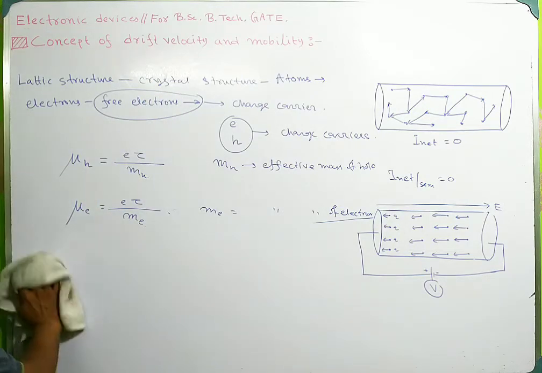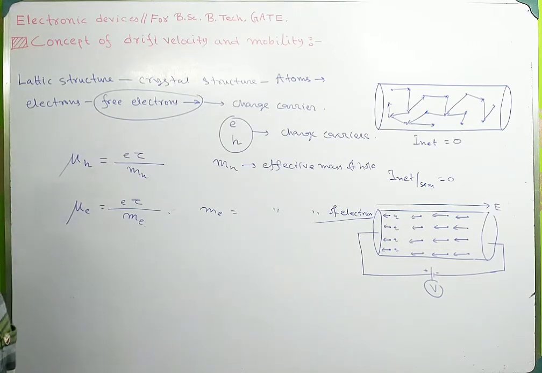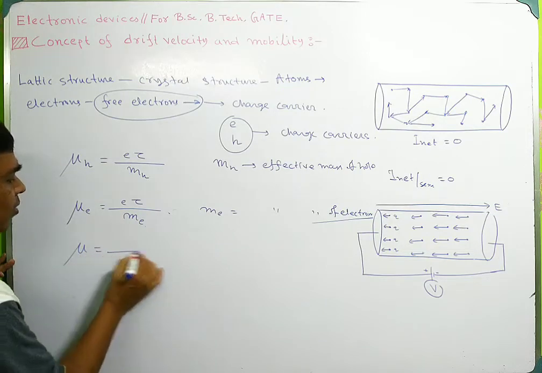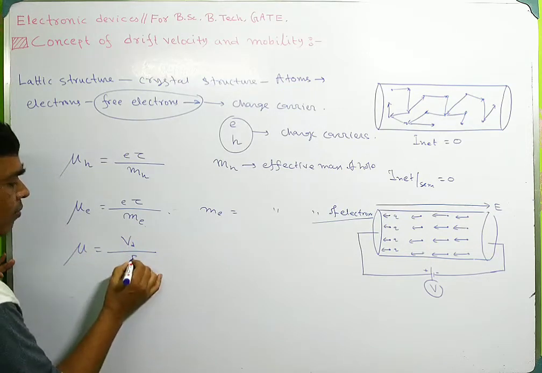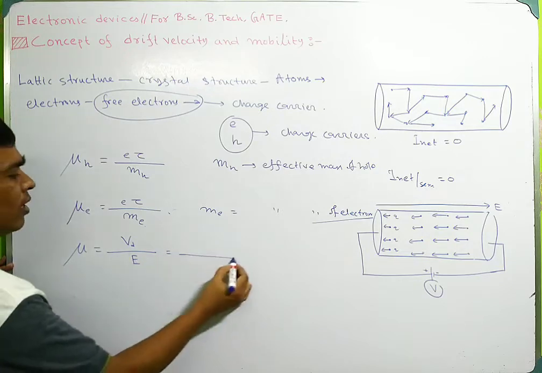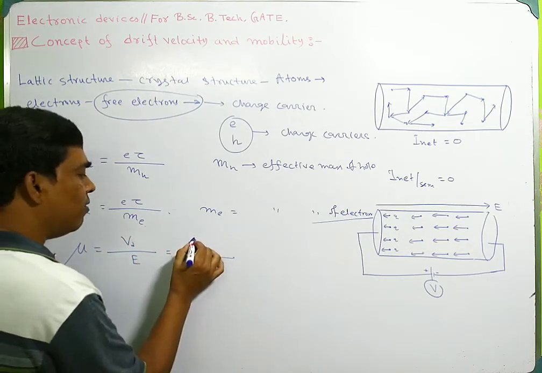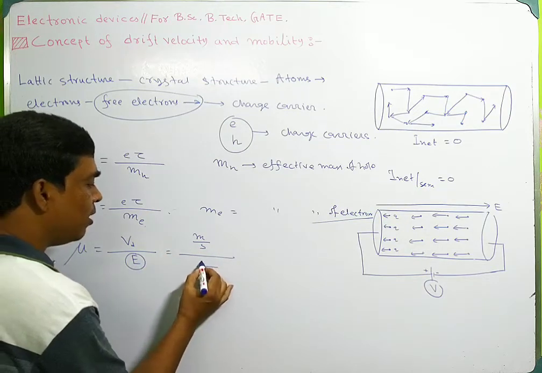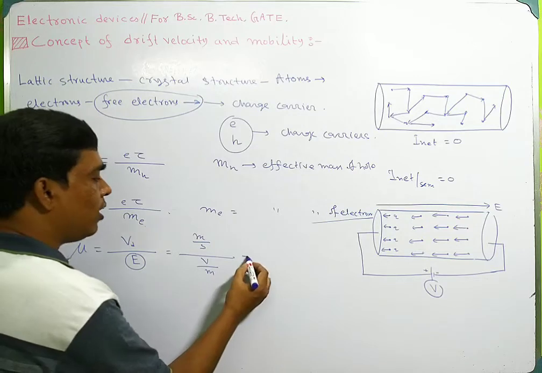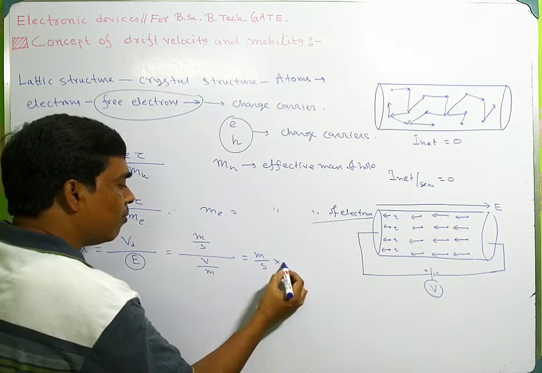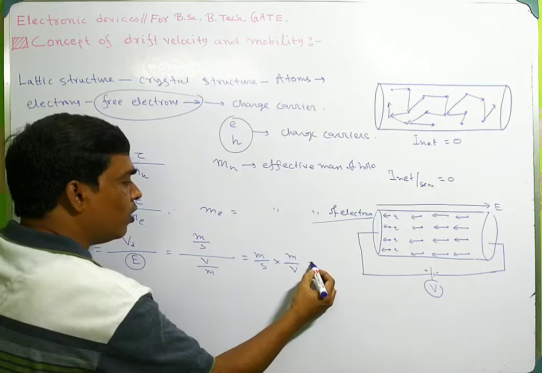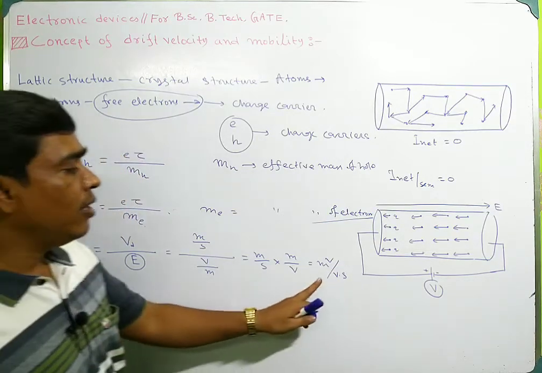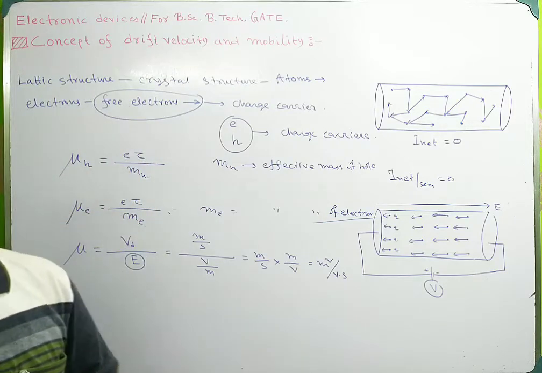Now, if I want to calculate the unit of mobility, it will be like this. Mobility is given by Vd divided by E. Vd is velocity, so its unit is meter per second. The electric field is volt per meter. So it is meter per second multiplied by meter per volt, which gives meter square per volt second. This is the unit of mobility.